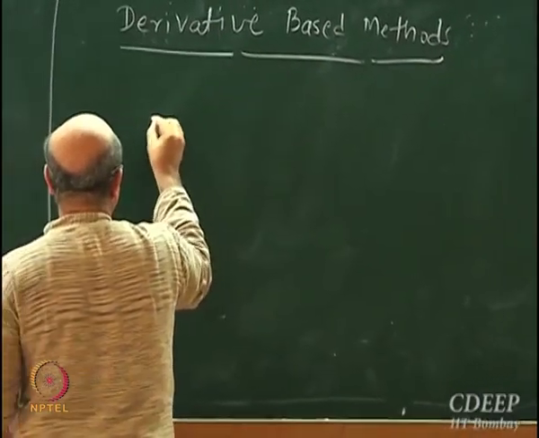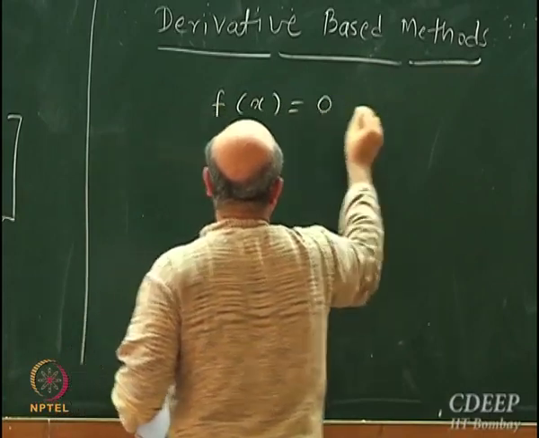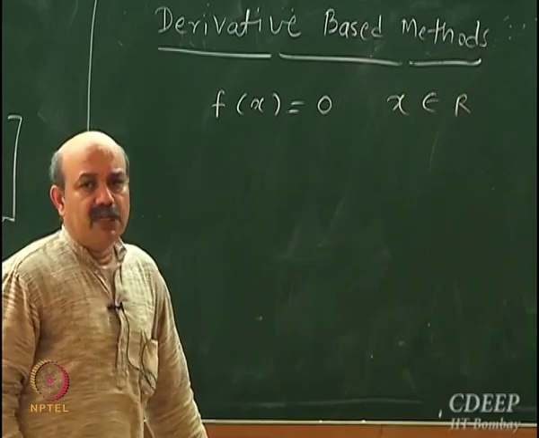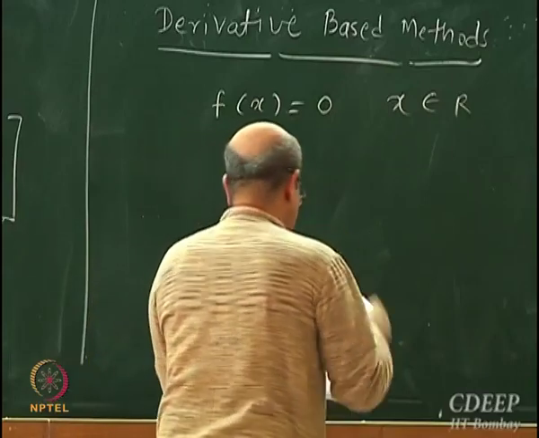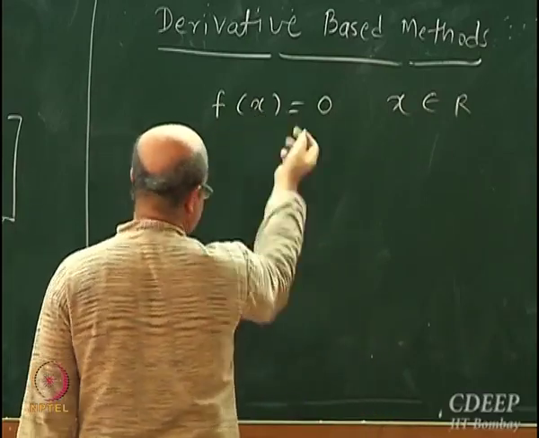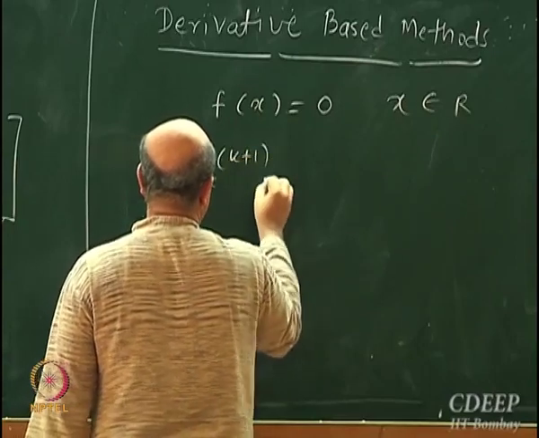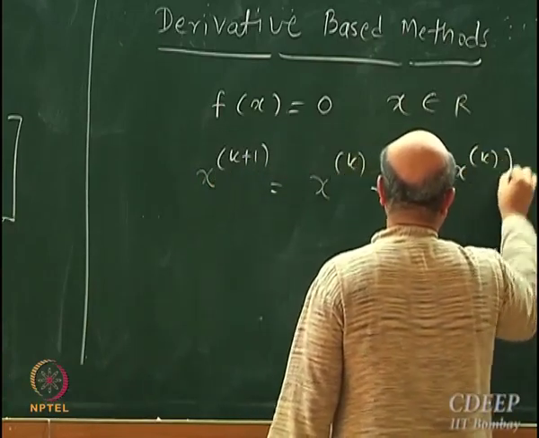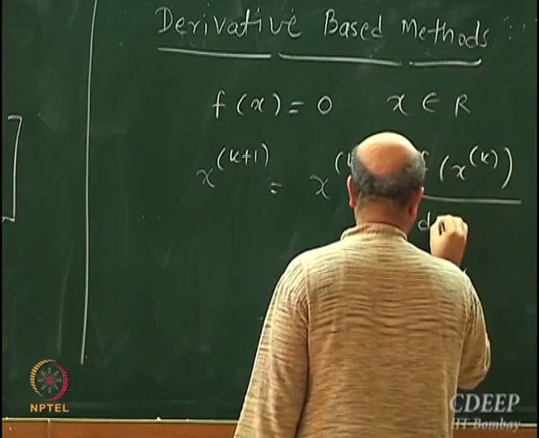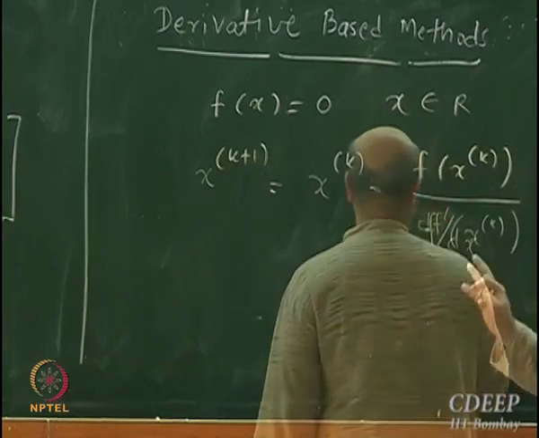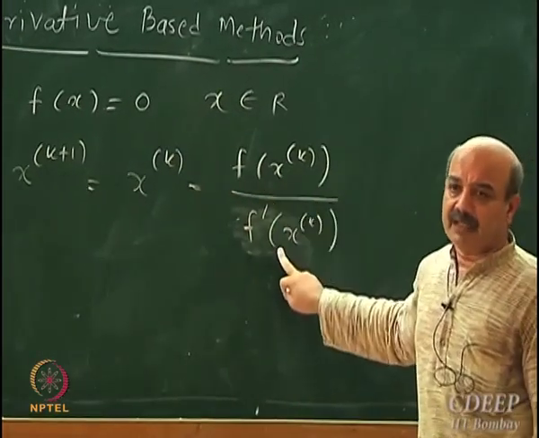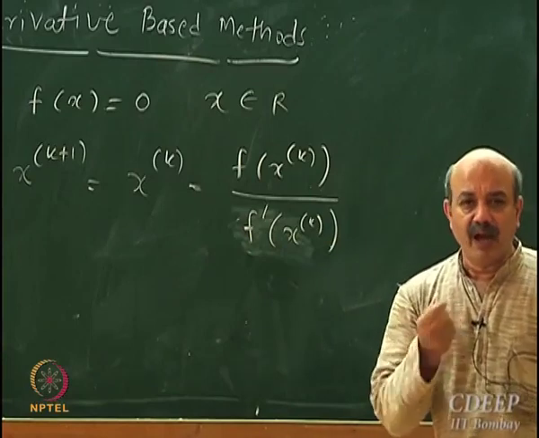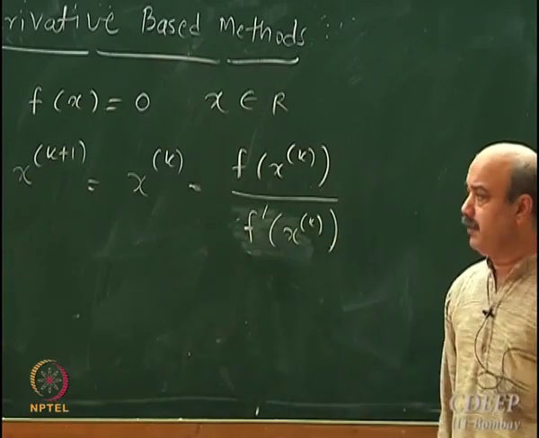In the univariate Newton's method, if I have f of x equal to 0 where x belongs to R, I want to solve a one variable equation. Of course, if this function is differentiable, you can write xk plus 1 is equal to xk minus f of xk divided by f prime xk, the derivative of f with respect to x. This is the classical Newton's method.